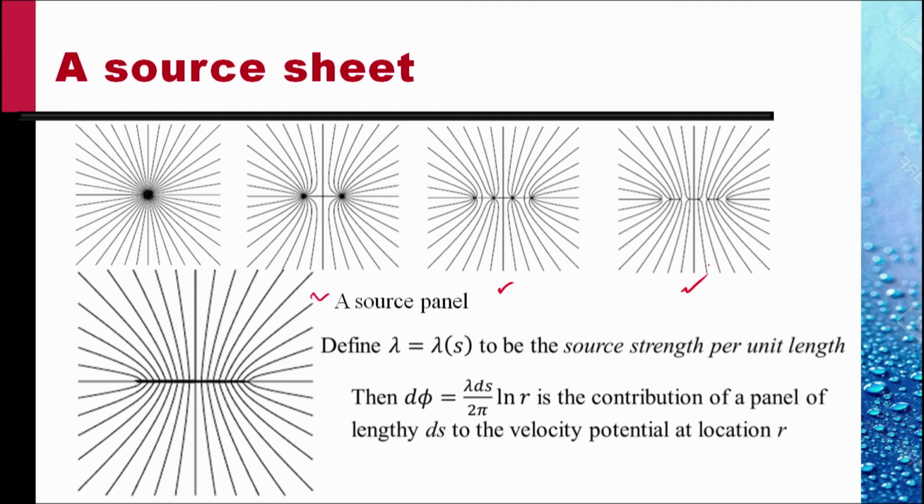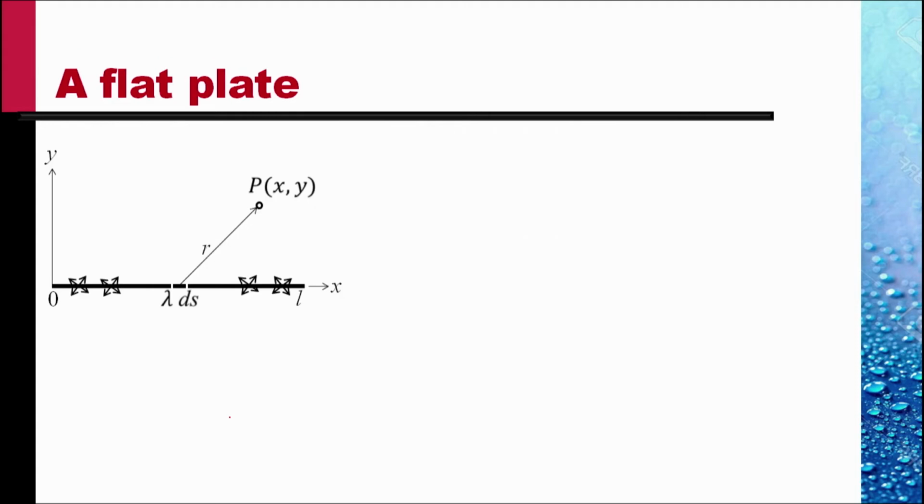Then d phi, the contribution to velocity potential by a source panel of length ds, is lambda ds by twice pi ln r. This is the velocity potential at location r due to this element of length ds of the source panel. We solve a little problem.